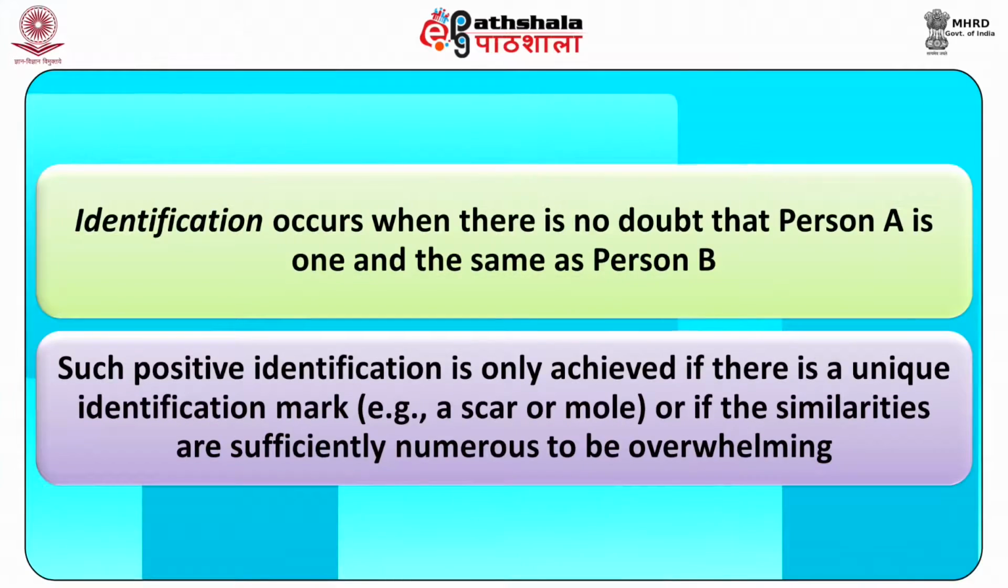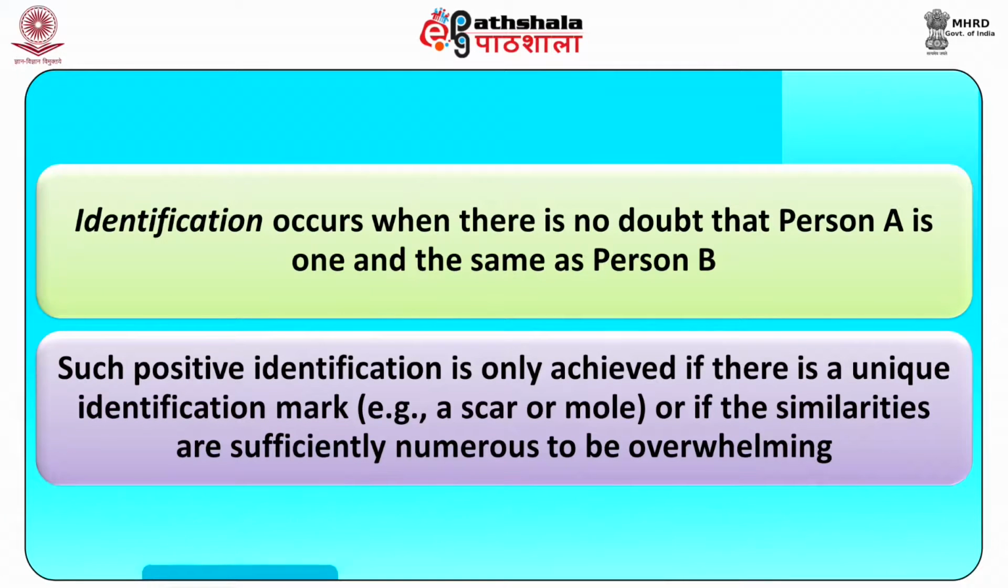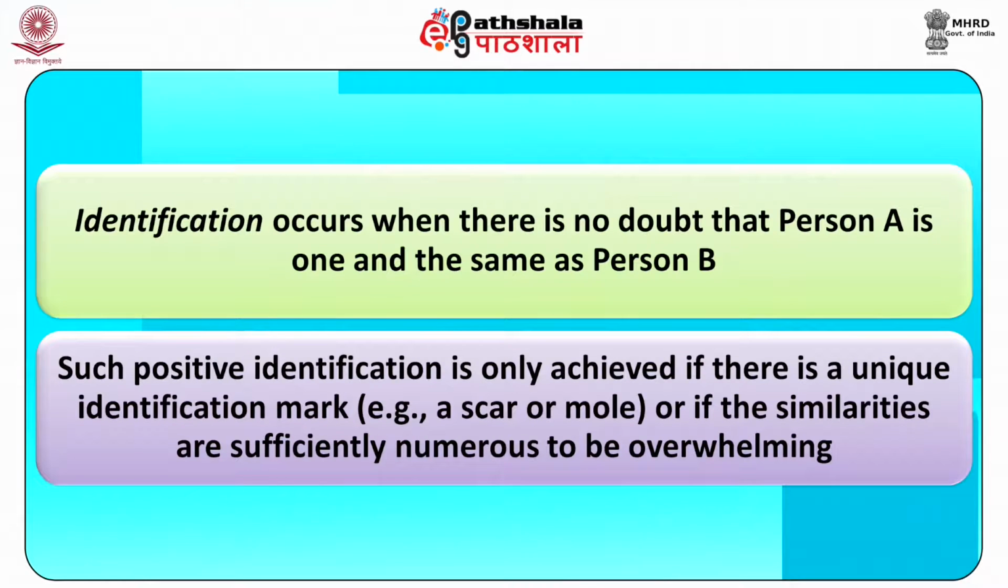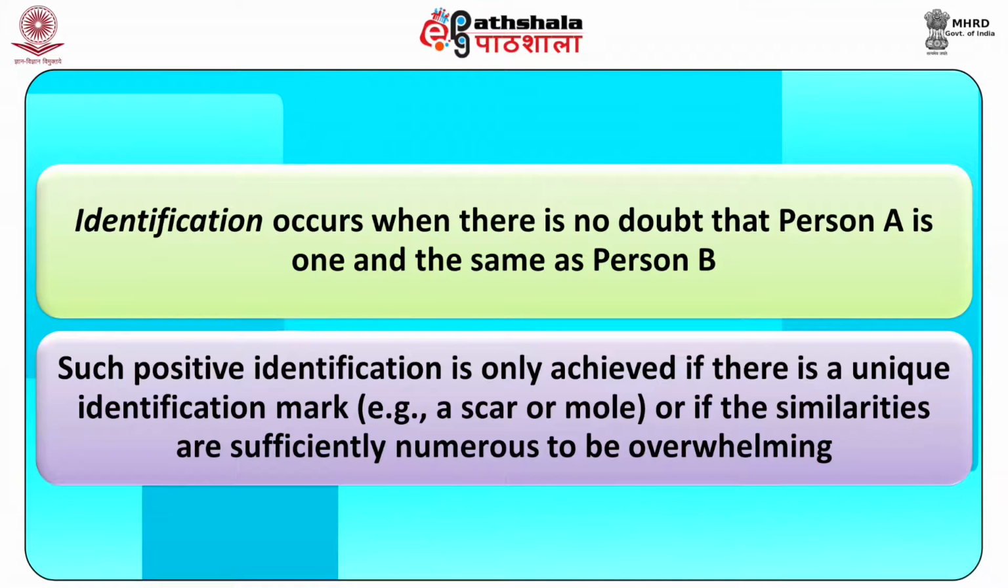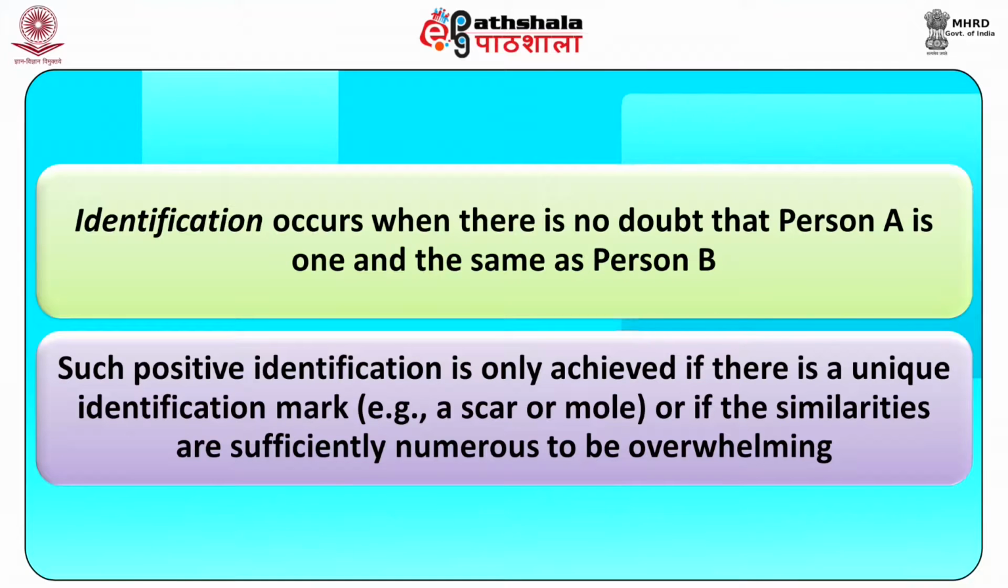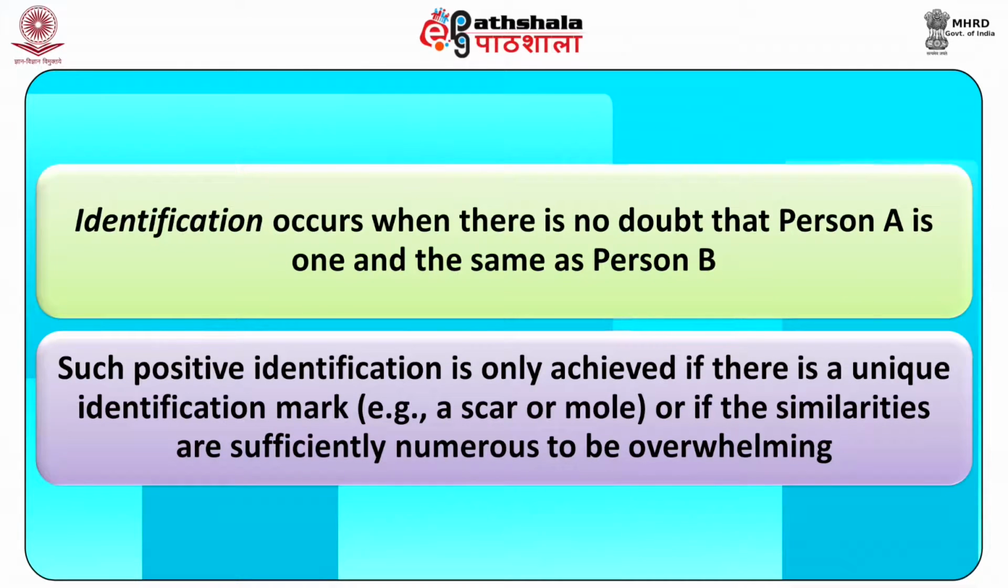Many imagery analysts differentiate between recognition and identification in their work. Identification occurs when there is no doubt that person A is one and the same as person B. Such positive identification is only achieved if there is a unique identification mark, for example a scar or mole, or if the similarities are sufficiently numerous so as to be overwhelming.